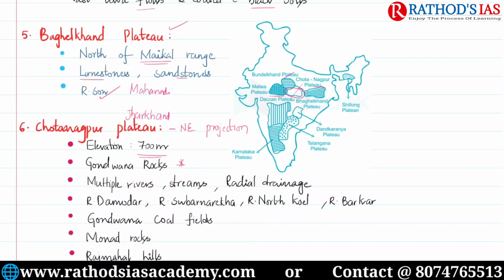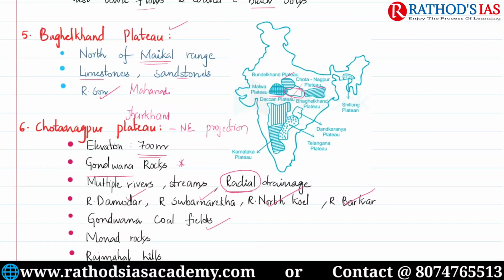And one more important prelims related fact here is that this Chota Nagpur Plateau mainly contains Gondwana rocks. Because of this we can see the coal deposits here. Especially we can see multiple streams, multiple rivers in this region, and the drainage pattern comes under the radial drainage pattern. Which are those rivers? For example, river Damodar, river Subarnarekha, North Koel river, as well as Barakar river.